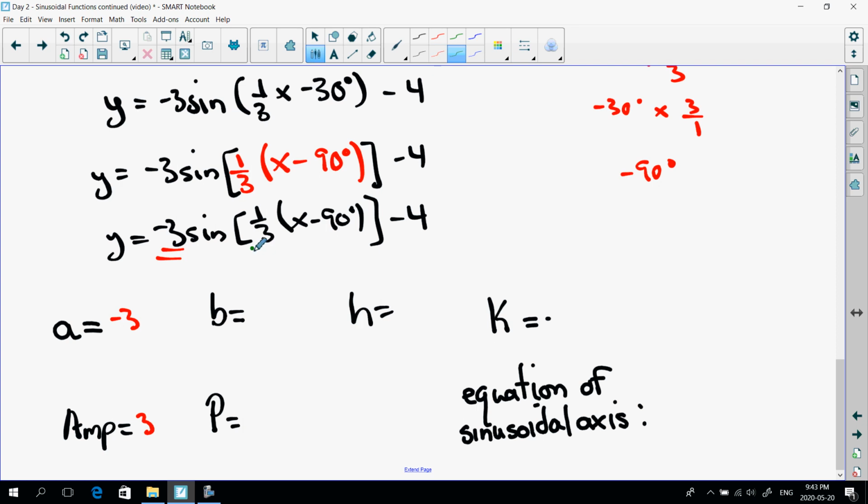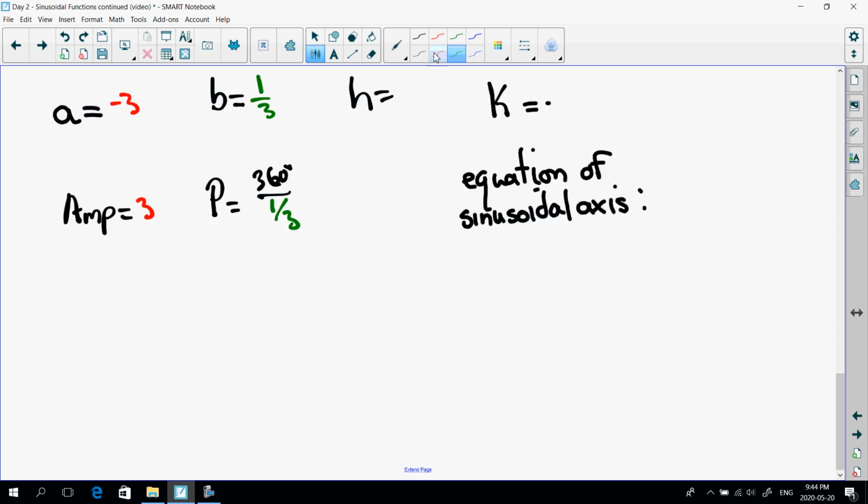My b value, it's what you see in the equation. It's 1/3. Okay, remember how to find the period. The period is equal to, well, it depends on if you're working in degrees or radians. I can tell I'm in degrees because of the horizontal translation. So it becomes 360 divided by my b value, divided by 1/3. Remember, dividing by a third is like multiplying by 3. So the period would be 360 times 3, which would be 1080.